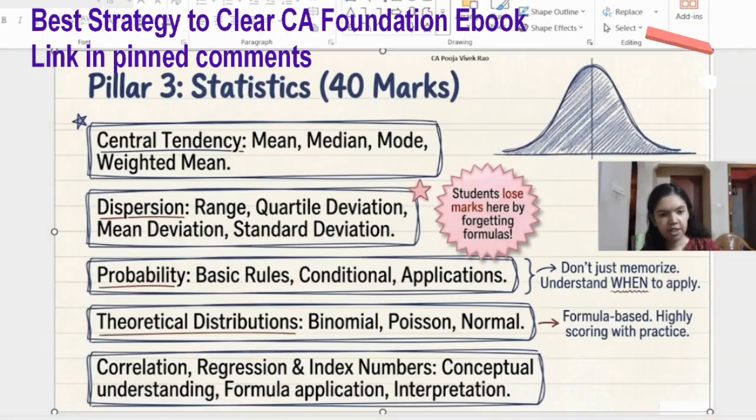Then the next chapter is theoretical distribution. Here focus on binomial distribution, Poisson distribution, normal distribution. So these are formula based chapters and they can become scoring areas with proper practice. The next important chapter is correlation, regression and index number. So these chapters are generally easier. Here you should focus on conceptual understanding, formula application and interpretation of result.